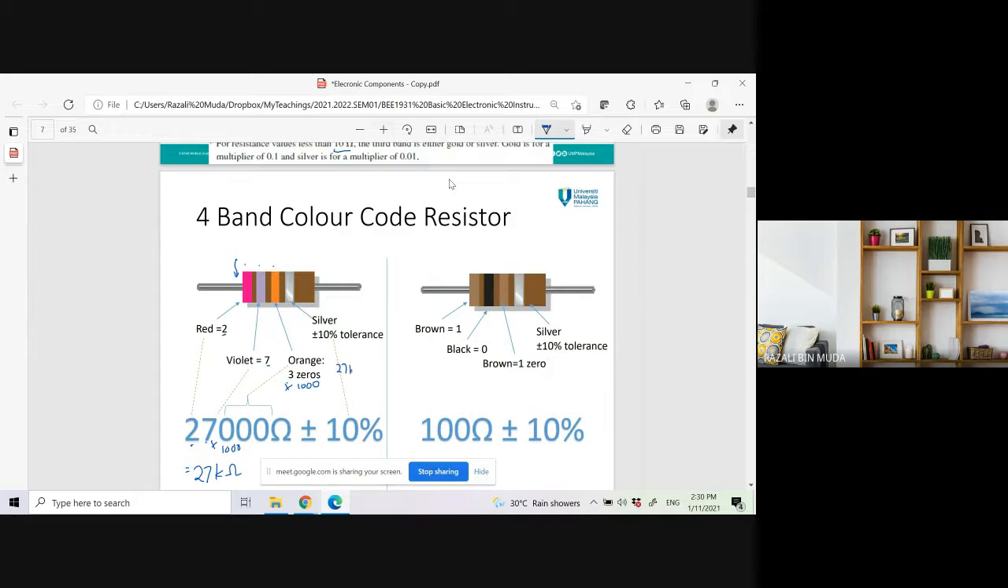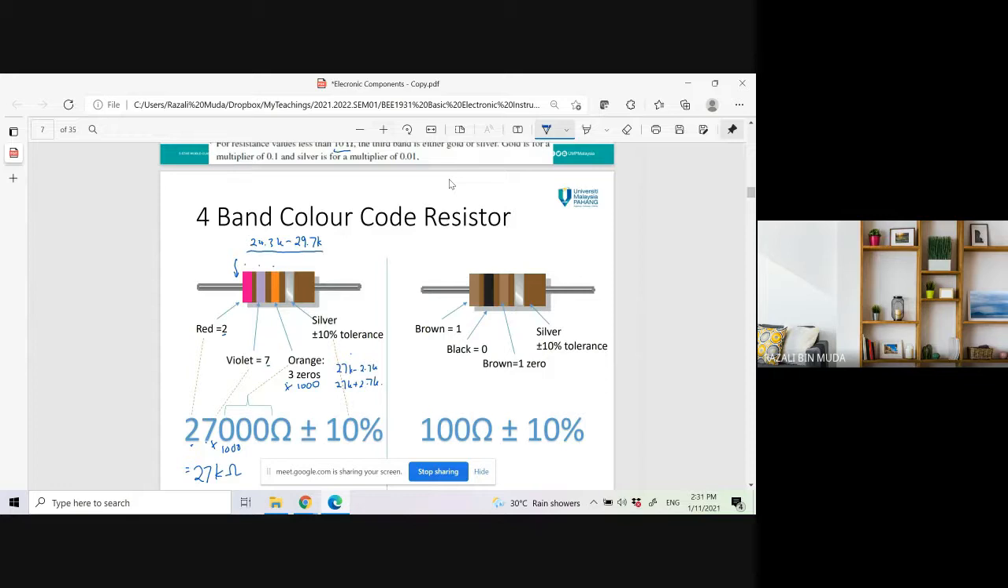27K minus 2.7K, 27K plus 2.7K. 10% kan? Okay, so nilai perintah ni can be from 24.3K hingga 29.7K. Nilai dia boleh jadi antara nilai ni lah. Itu maksud dia lah, plus minus 10%.